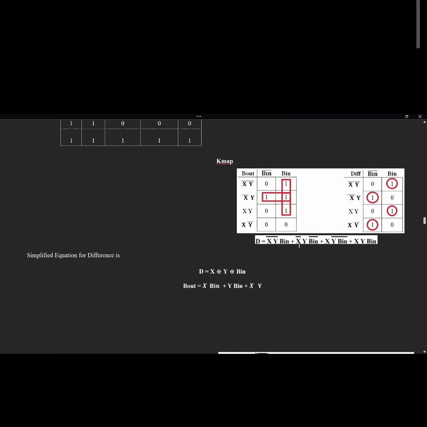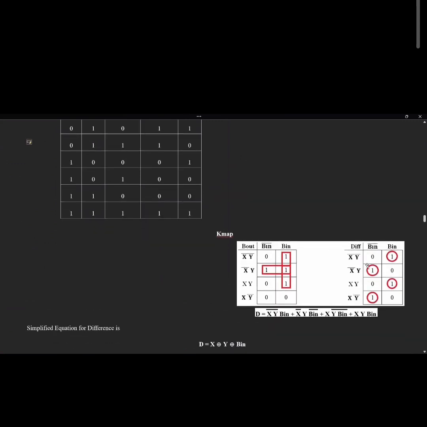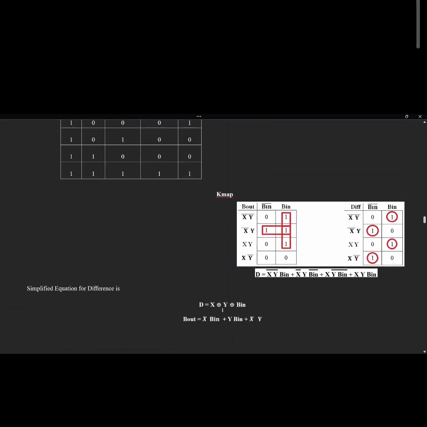So for difference, for the single terms, we write it using XOR gates. Here there are 3 inputs, so we have to use 2 XOR gates. And the borrow out expression is x bar borrow in as one term. Next is y borrow in, since y is not changing from here to here. And the last is x bar y.